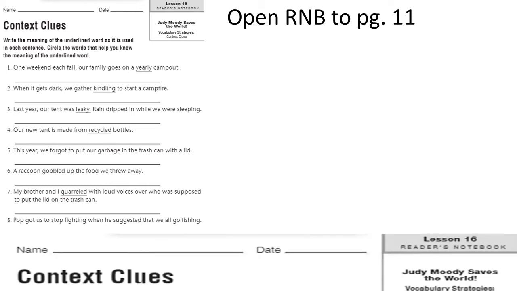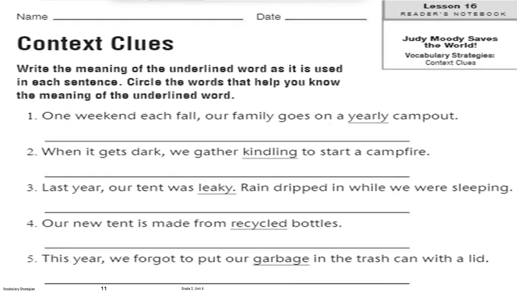Alright, grade 3, it's time to open our R&B books, volume 2 to page number 11. Let's have a closer look and read the instructions. We need to write the meaning of the underlined word as it is used in each sentence. Okay, so I need to write the meaning of the word. Perfect.